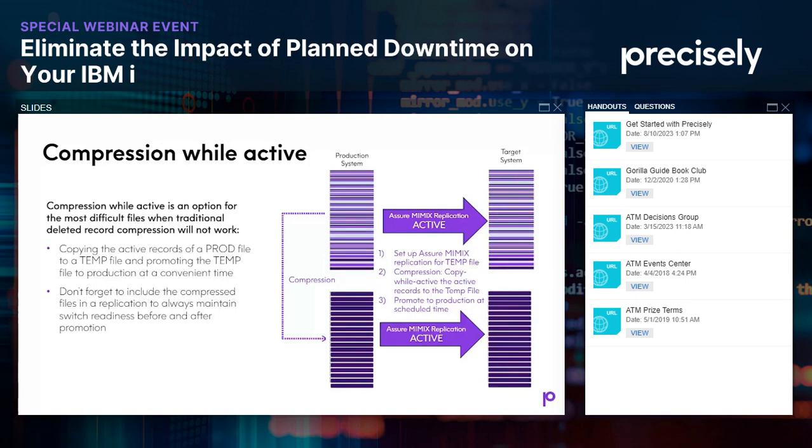So once it's cutover day, you go ahead and schedule a short outage. You move the production file into the archive library. You move the compressed file into the production library, and then you go live with it.